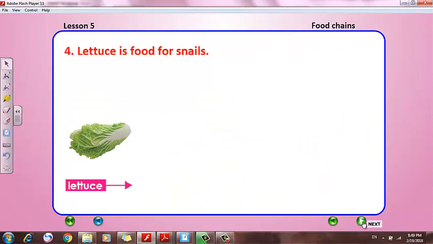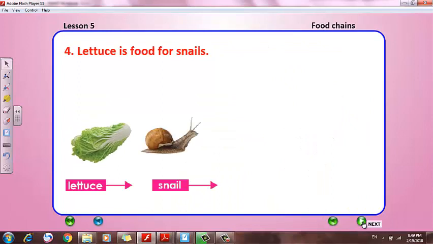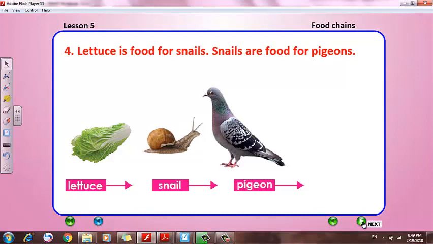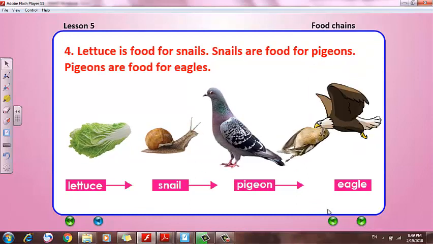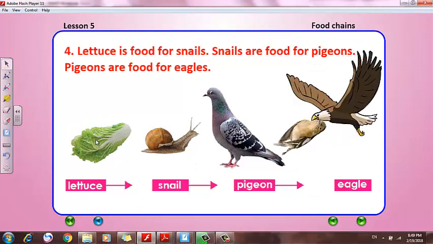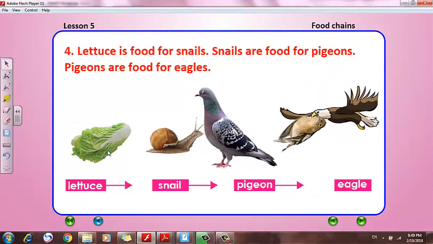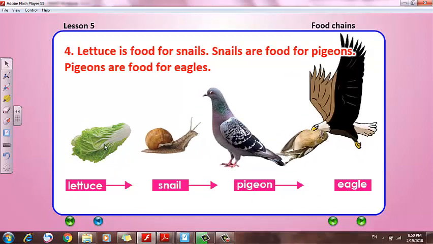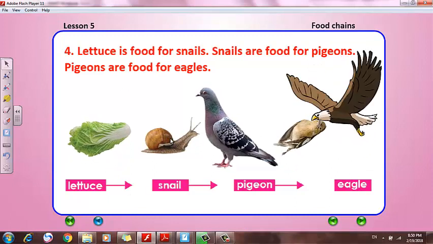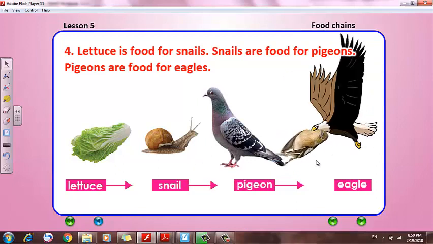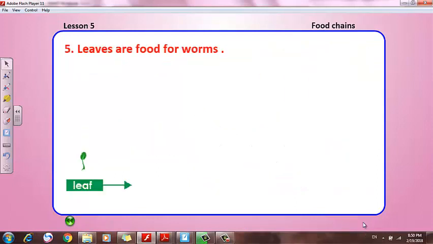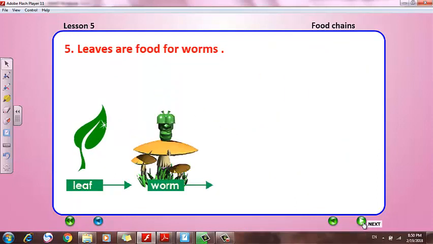Lettuce is food for snails. Snails are food for pigeons. Pigeons are food for eagles. In this food chain we have three consumers and one producer. As lettuce is a plant, it's a producer as it makes its own food. Lettuce is eaten by snail, and snail is eaten by pigeon. Pigeon is eaten by eagle. Three consumers.